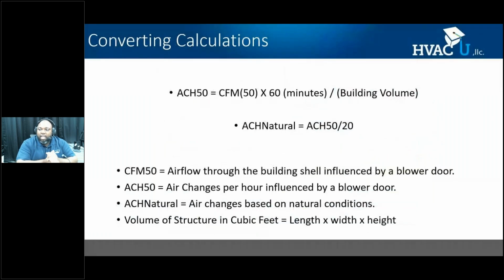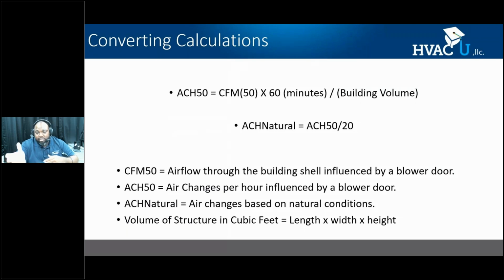All right. Now, some calculations or software programs may want you to get ACH natural. ACH natural is without the influence of the blower door; we're looking at natural air pressures. Now, natural air pressures are tough to measure because they're very low and they're inconsistent. So we use a blower door to exaggerate the pressure, and then we back-calculate to what that natural pressure would be.